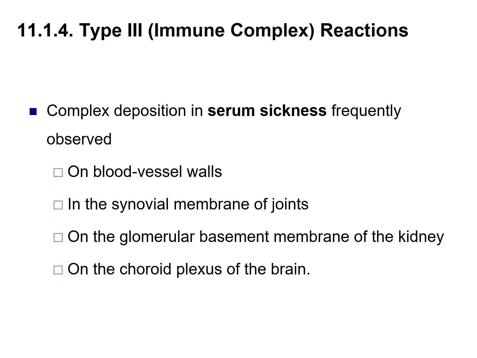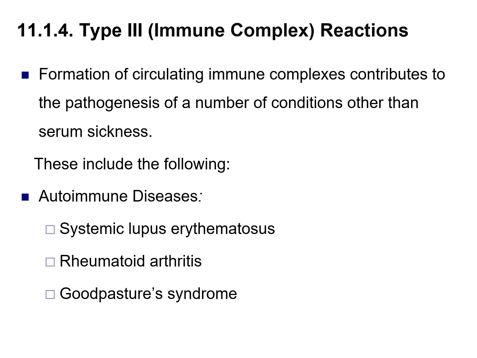Right, so in serum sickness, complexes are deposited on the walls of the blood vessels, in the synovial membrane of joints, in the kidneys, the glomerular basement membrane, and in the choroid plexus of the brain. The presence of these complexes deposited during serum sickness can lead to other conditions like SLE, RA, rheumatoid arthritis, and Goodpasture syndrome.